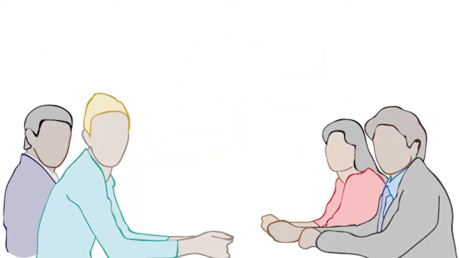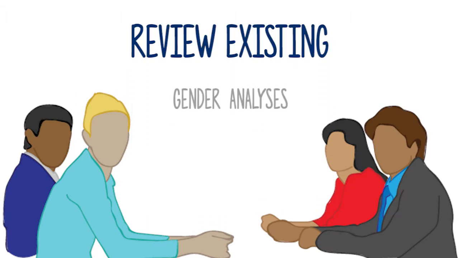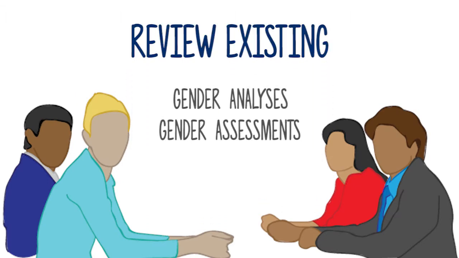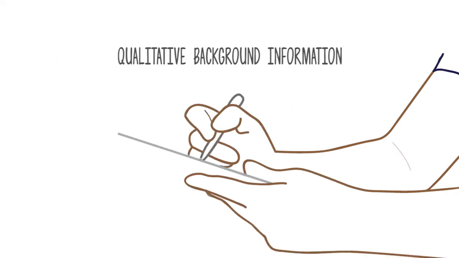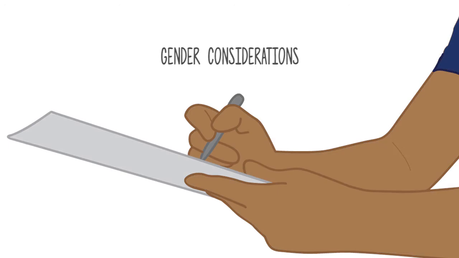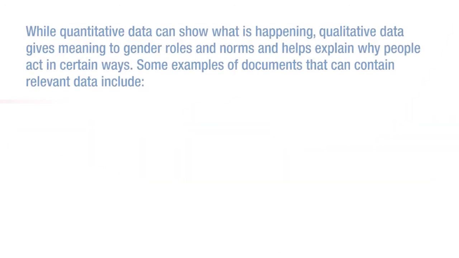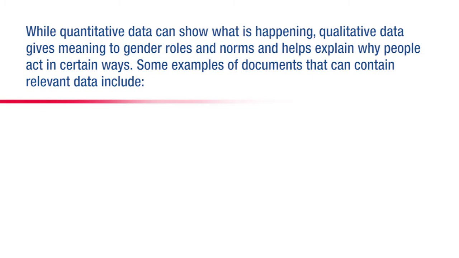To answer these questions, first review existing gender analyses, gender assessments, and other research on gender in the country or community where the work will take place. Look for sex disaggregated and quantitative and qualitative background information and gender considerations that have already been identified. While quantitative data can show what is happening, qualitative data gives meaning to gender roles and norms and helps explain why people act in certain ways.